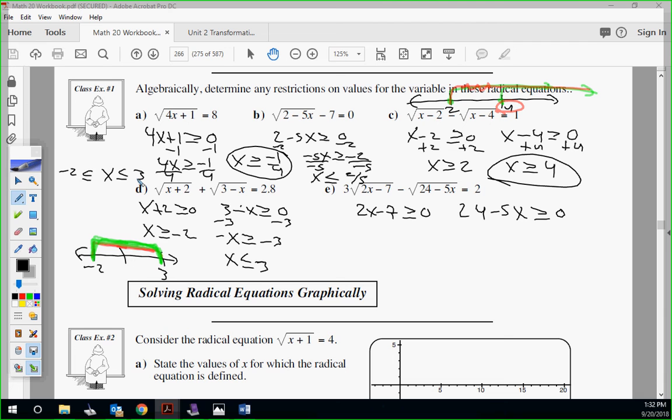Okay? Again, guys, if you think you have it wrong, test. So try 0. Does 0 work for both of them? 0 plus 2, are we okay? 3 minus 0, are we okay? Yeah, we're good. Okay, now try 4. 4 plus 2, we're good. 3 minus 4, no good. Try negative 3. Negative 3 plus 2, we're no good.